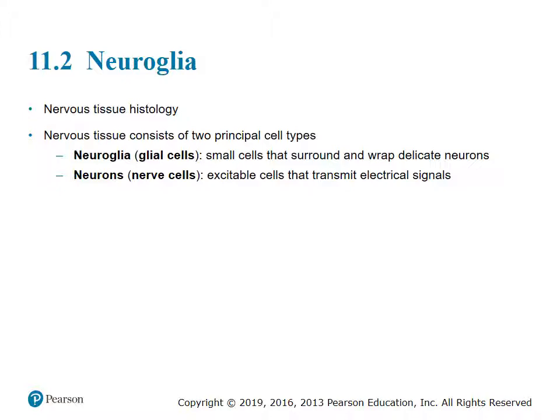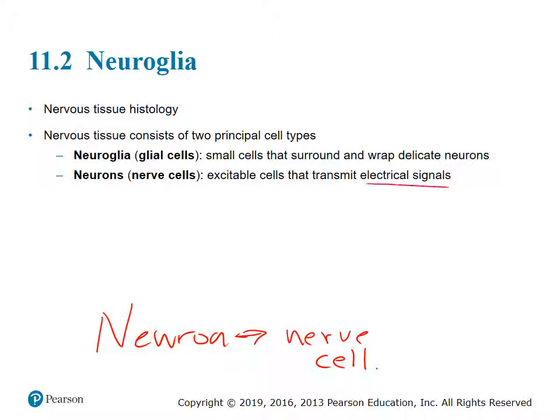So we know what a neuron is, right? A neuron, at this point we called it a nerve cell. And in fact, that's one of the main important cells that carries that capability of generating and transmitting an electrical signal, right?